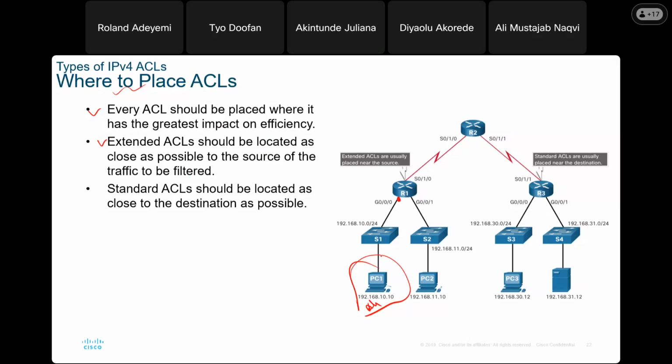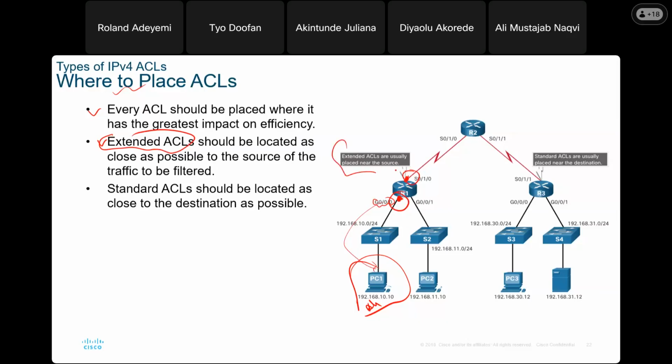And I have decided to create an extended access list. I can filter him from here. I can filter him from here. But the rule says when I create an extended access list, I should filter him from the interface that is closest to the source. From between these two interfaces, which of them is closer to the source? G0/0/0 is closer to Ali. So I will go and implement my access list on this interface. It doesn't mean that if I put it here, it will not work. I can filter him on this interface too, but I have put extra work on my router.